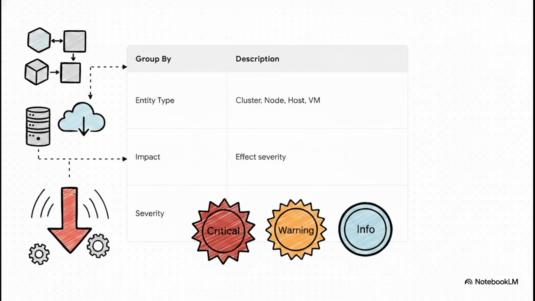Second, you can group by impact. This categorizes alerts by the severity of their effect on your overall system availability or performance. You'd use this when you're triaging a severe outage and need to prioritize what's actually bringing the whole environment down. And third, you can group by severity, which filters them straight into those critical, warning, or informational buckets. Memorize these 3 options for sure: entity type, impact, severity.